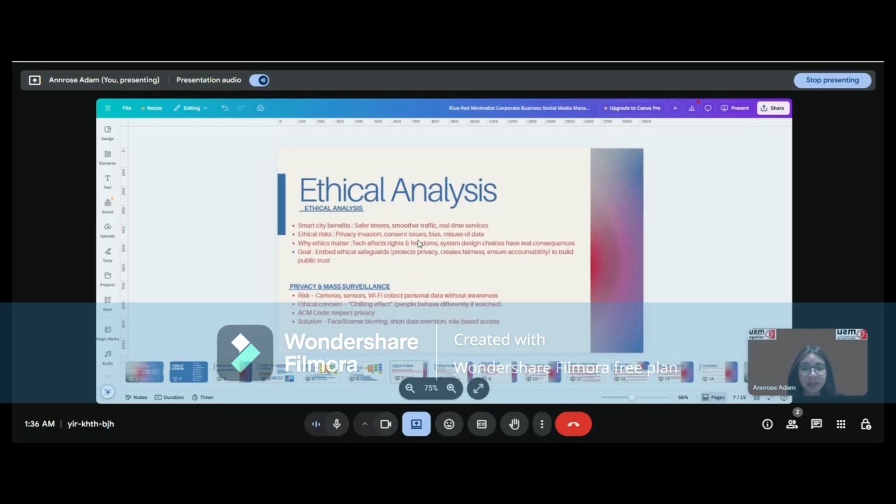As for ethical analysis, of course, there are so many benefits that come with the smart city surveillance architecture, which include safer streets, smoother transit and traffic, and real-time services. But it comes with ethical risks such as privacy invasion, consent issues, bias, and misuse of data.